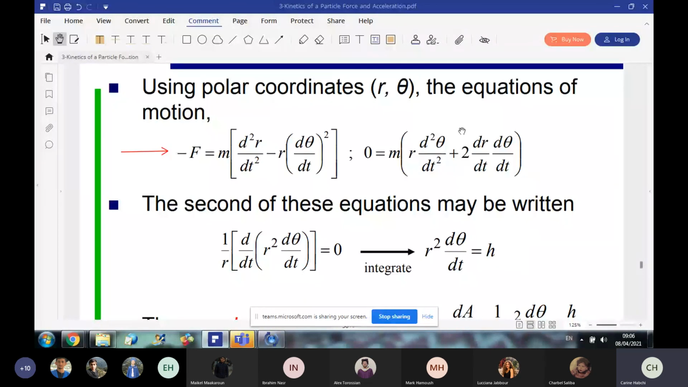That means I can replace this term by 1 over r times d by dt of r squared d theta by dt. And since r is not 0, this means that the derivative with respect to time of r squared d theta by dt is 0. Therefore, r squared d theta by dt is a constant.